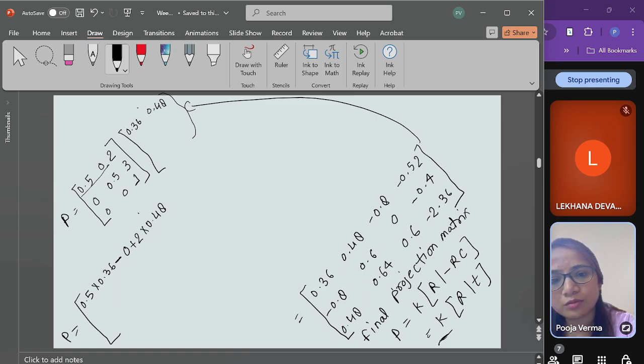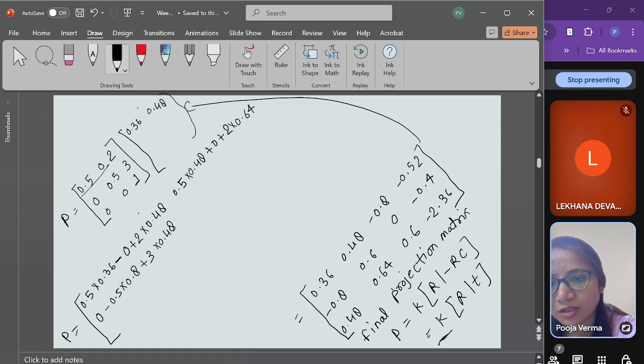No, first row, then next one. So 0.5 into 0.48, again will be 0, plus 0, plus 2 into 0.64. Okay, now similarly first row, third column, this value, you just need to calculate like this. So I'm just taking the next value. So second row, first column, so 0, because 0 into 0.36. Now next one is minus 0.5 into 0.8 plus 3 into 0.48.